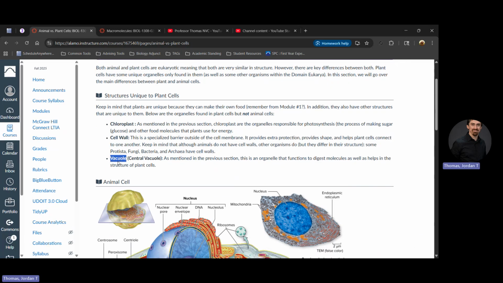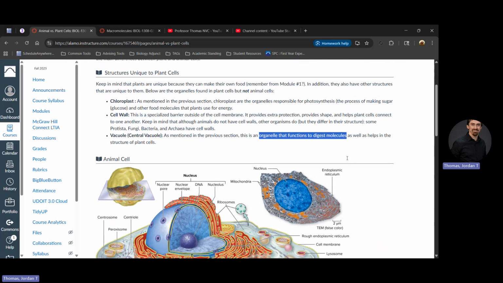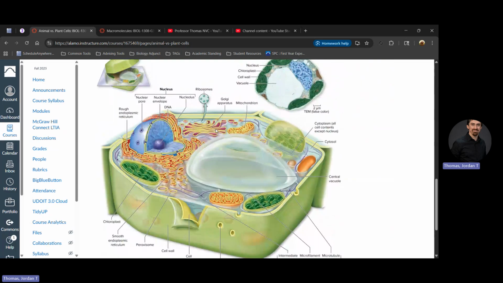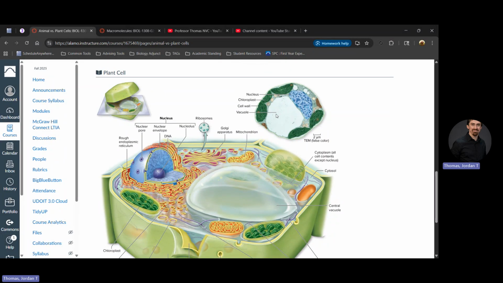The last thing is the vacuole, or the central vacuole. This is an organelle that functions as a digestive system too. It's similar to the lysosome, where it helps digest food, as well as it helps provide structure to the plant due to its vast size. If we go down here, this is the vacuole, and you can see in this image of a real plant cell, it is this giant structure here.